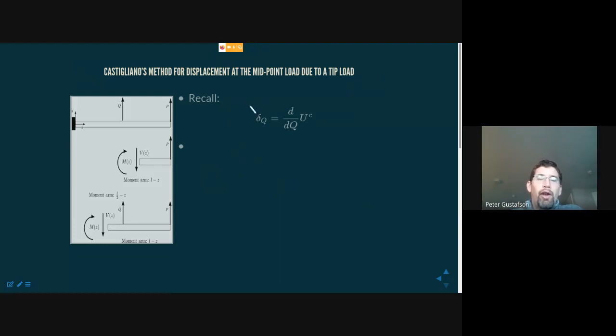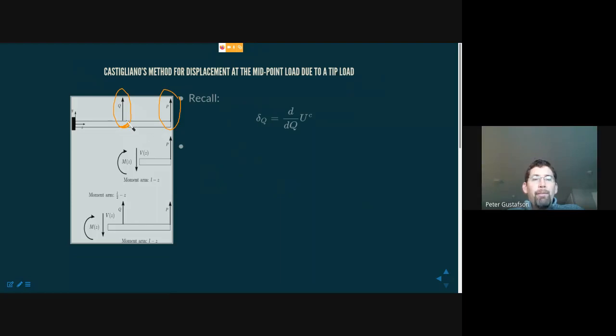Now, the next question is, well, what if we want to know, Dr. G, I know you're applying this tip force at the end, but what if I actually want to know what the displacement is at some other point, like the midpoint? We're going to do this midpoint example. And my response would be to, well, go right ahead. You can do that calculation too.